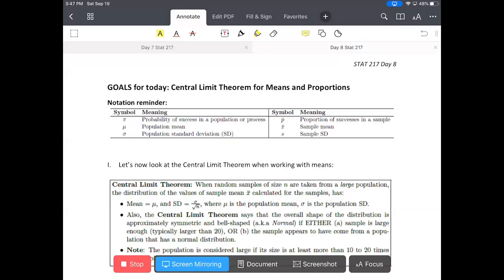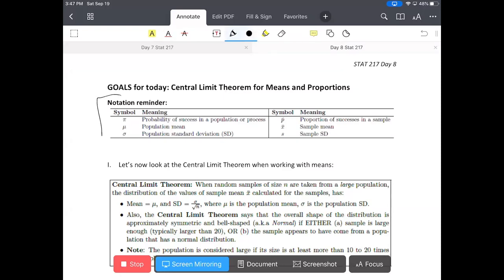Day 8. Welcome back. The goals for today are to look at the central limit theorem for means and for proportions. So we're going to do both today. The big thing, and let's start with some notation reminders.